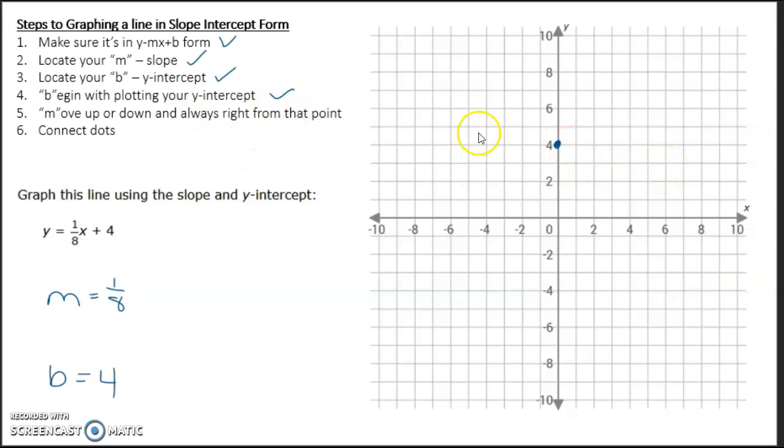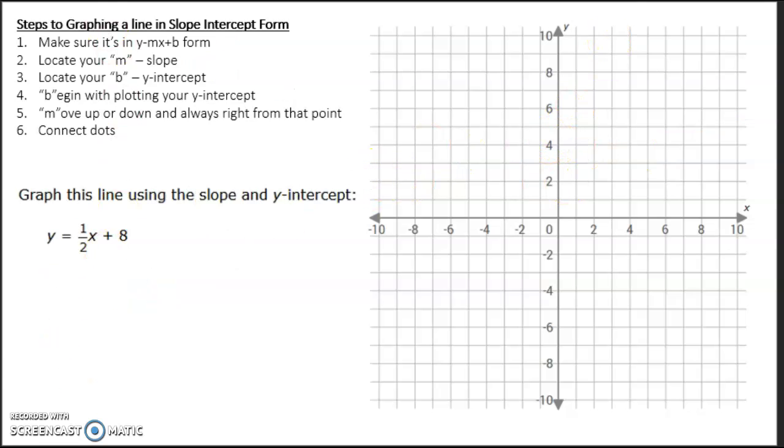Then, from my beginning, move up or down and always to the right. So let's look at my m. My +1 means I'm going up 1. My 8 means I'm always running to the right, so that's 8 to the right. So from my beginning, I'm going to go up 1 and then go over 1, 2, 3, 4, 5, 6, 7, and 8. Woohoo! So I'm actually going to do another one, but IXL is super cool. It'll draw the line for you. But that is drawing. That's the line.